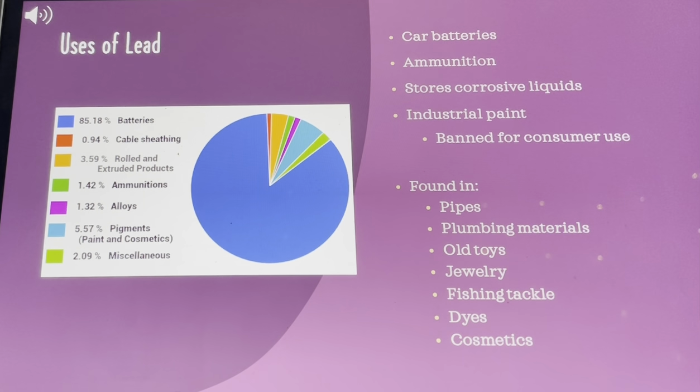Now on to the uses of lead. Lead is used in car batteries, ammunition, to store corrosive liquids, and make industrial paint, for example, the paint you see on cars. However, it is banned for consumer use, meaning you cannot use this type of paint in the home. It is also found in pipes, plumbing materials, old toys, jewelry, fishing tackle, dyes, cosmetics, and much more. There's also a diagram to the left that you can look at.